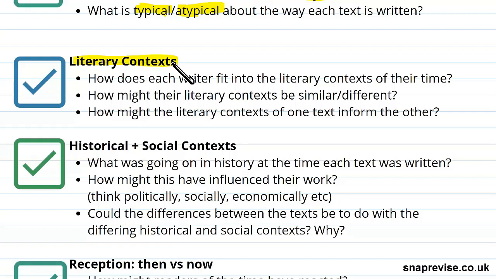We have to ask, how does each writer themselves fit into the literary context of their time? And how might the literary context be similar or different between the two texts? And how might the literary context of one text inform the other, especially if one text seems to be taking influence from the way in which the text written earlier in time is created?